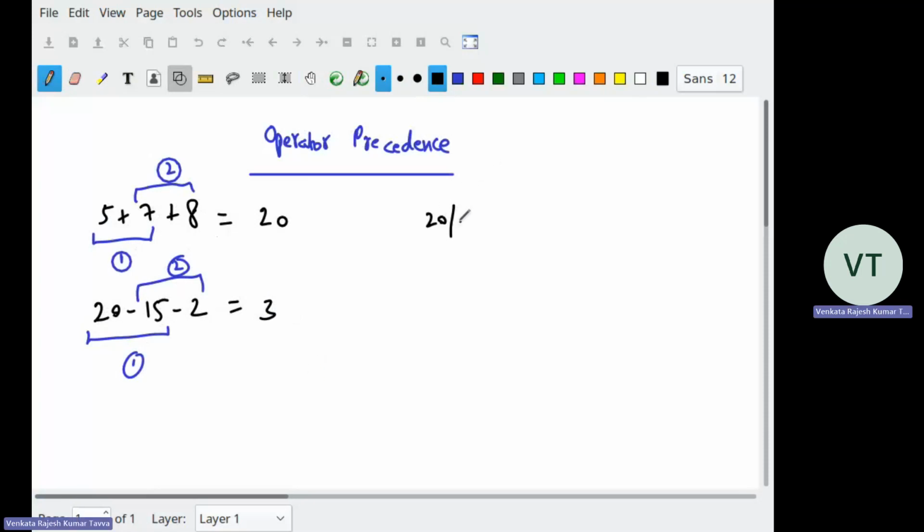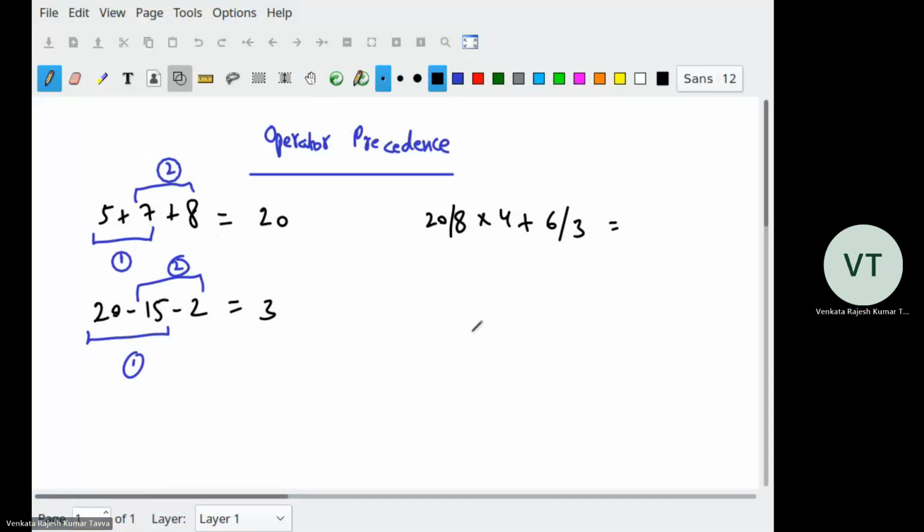Let's take one more example. Say 20 by 8 into 4 plus 6 by 3. What is the answer for this? 12. Imagine this is not regular mathematical thing. This is to be coded in the computer. So when you give this expression to the computer, what will be the answer? 10 or 12?